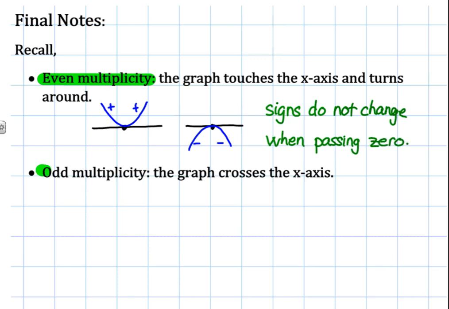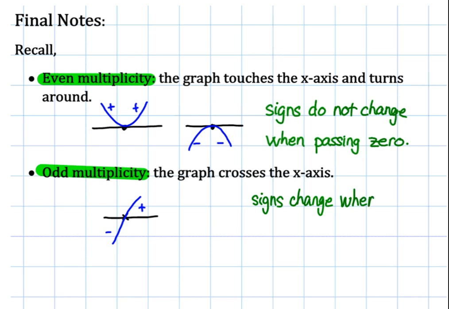For odd multiplicity, the function will cross the x-axis, so it will go like this. So one of them is above and one of them is below. So when there is an odd multiplicity, the sign will change when passing a 0. So that depends on the multiplicity.